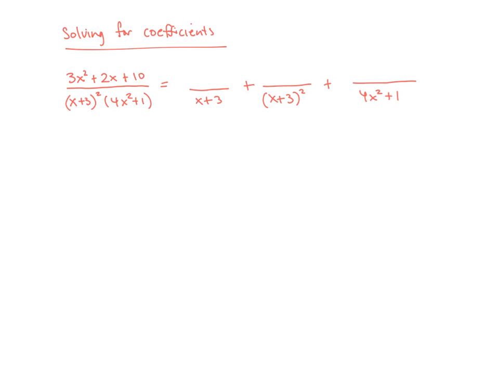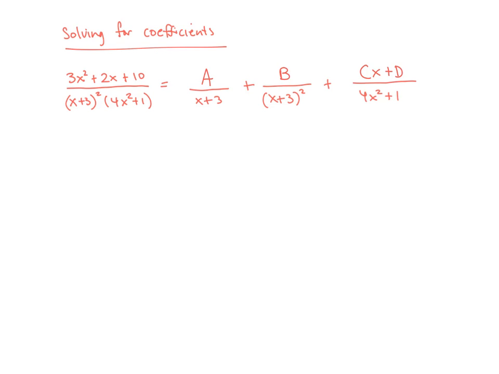The final step is to solve for the coefficients. So let's say we have this example. We have a linear factor, so we can give a coefficient of A. We have a repeated linear factor, so a coefficient of B. And then we have an irreducible quadratic, so we need a linear factor on top, so we could use Cx plus D.